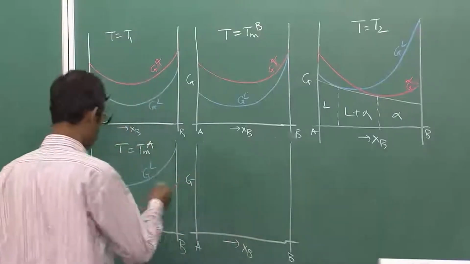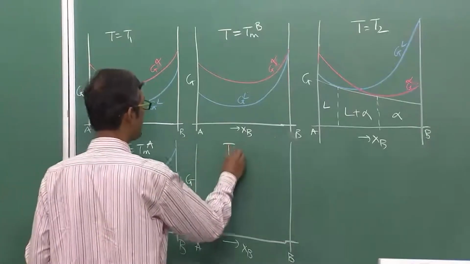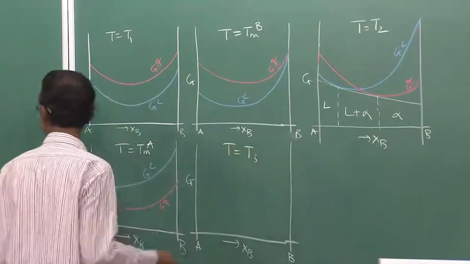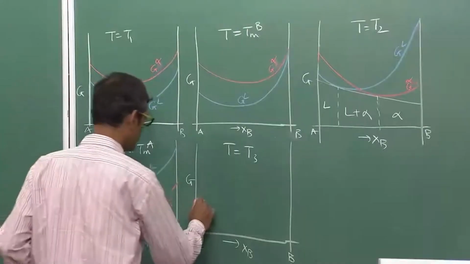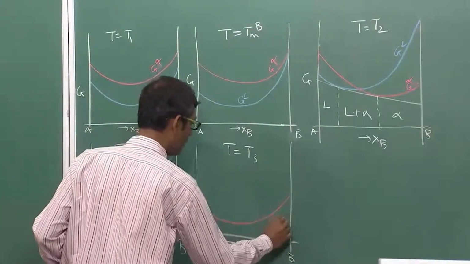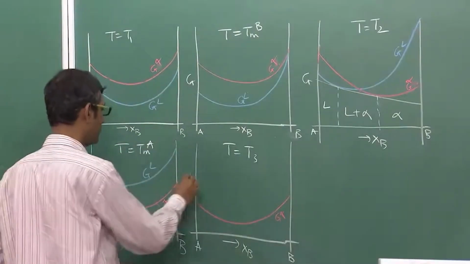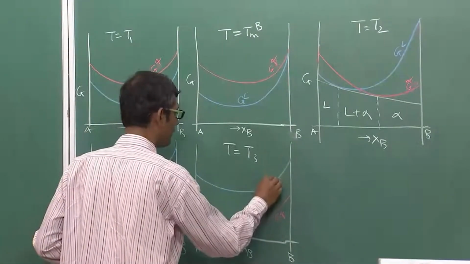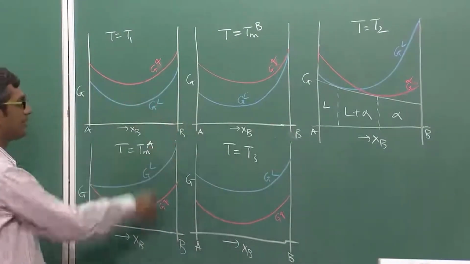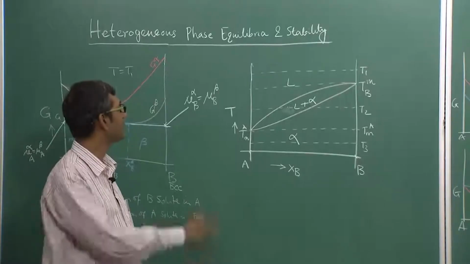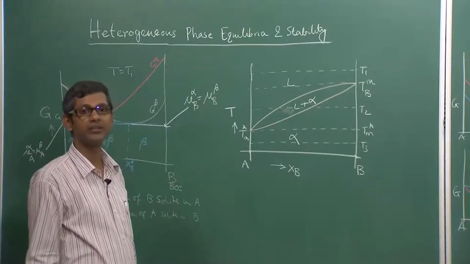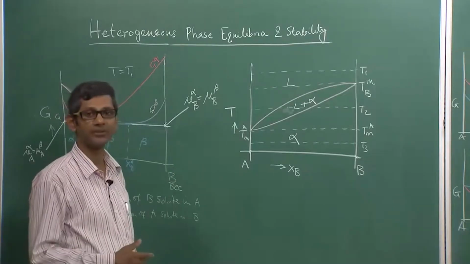And this one last temperature, which is T equal to T3, obviously all throughout alpha is stable. So I draw it: alpha and liquid. This is opposite to these T1 positions of the curves. So that means by using my free energy composition diagrams, I can explain the phase stabilities in these phase diagrams.